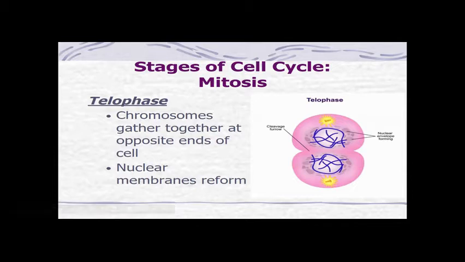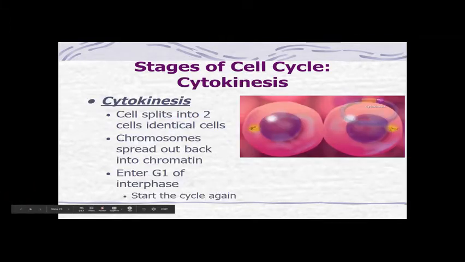In telophase, the chromosomes gather together at opposite ends of the cell, and the nuclear membranes begin to reform around those chromosomes. And then in cytokinesis, the cell splits into 2 cells that are identical. The chromosomes spread out again as chromatin, so now we can no longer see that. And those two cells will start the cycle all over again. They will enter G1 of interphase and continue the cell cycle once more.